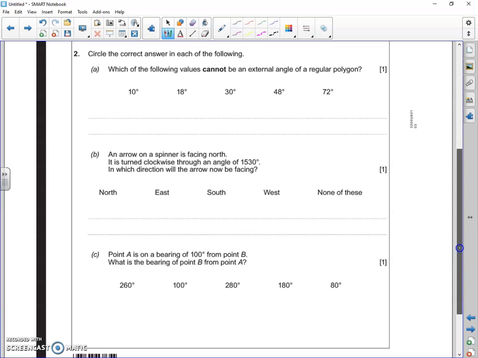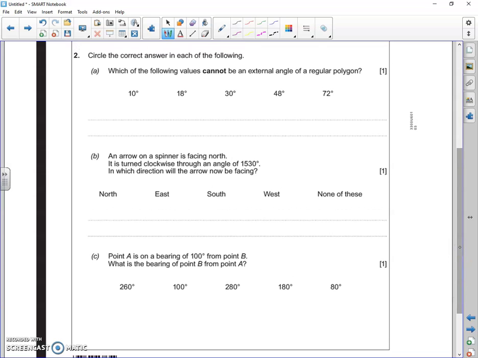Question 2. Circle the correct answer in the following. Which of the following values cannot be an external angle of a regular polygon? So you'll need to remember that external or exterior angles always add up to 360. And if it's regular, they're all the same. So really the question is, out of those 5 numbers, which one does not go into 360 exactly?